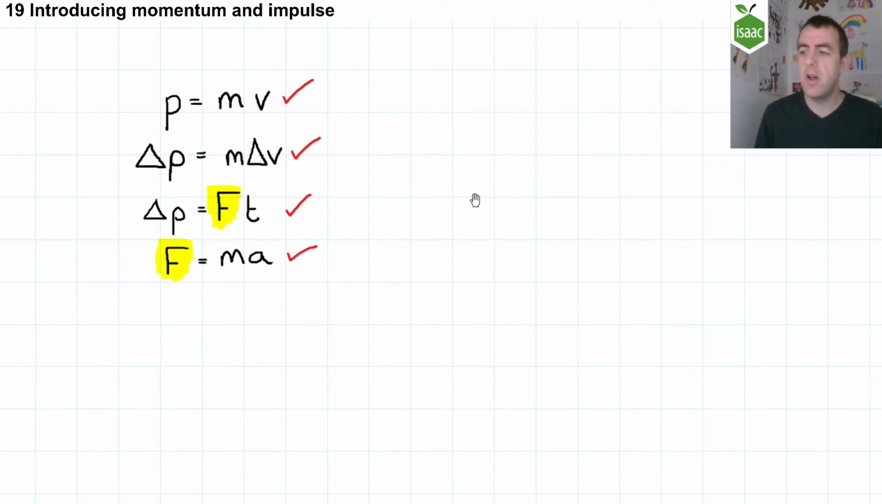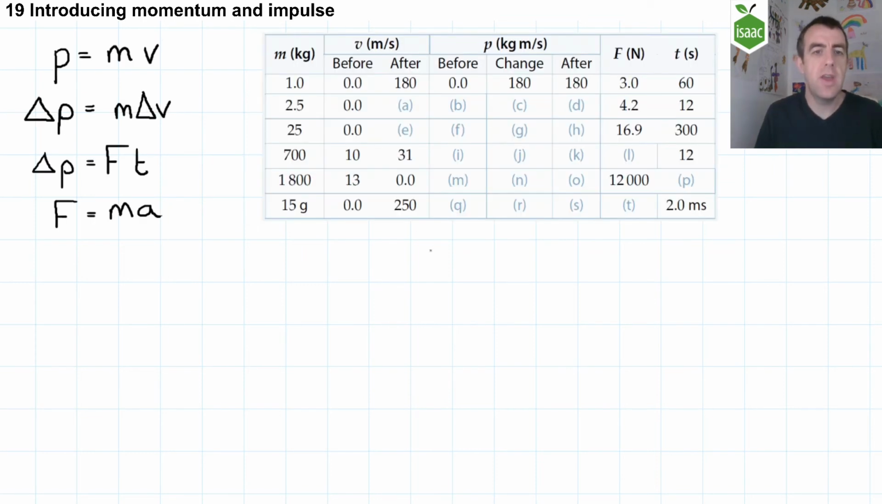Let's have a look at an example question. Let's suppose we have a table of variables like this, and we have some unknowns that we wish to calculate. To calculate A, we can see that we have been given a force and a time, so we're probably going to be using this equation here. We have been given a mass and an initial velocity, but no final velocity. So we're probably going to be looking for a change in momentum equaling a mass times a change in velocity.